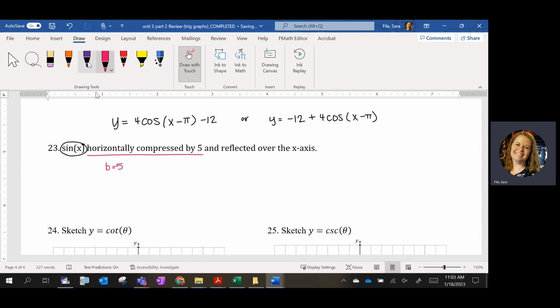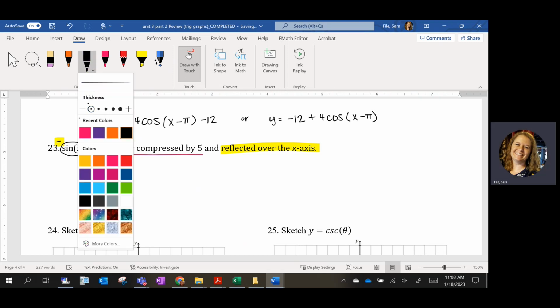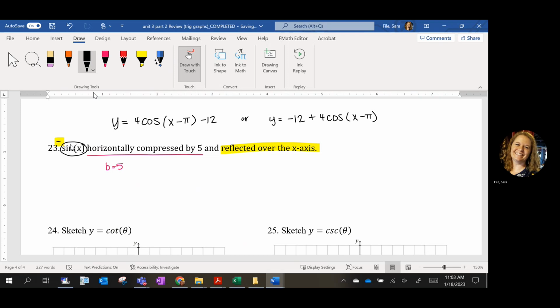Now this one is reflected over the x-axis. So that means that my sine is going to get a negative in front of it. And we're going to flip the graph. So that's the only change is the B. So A is an understood 1, which I don't have to write. I'll just write negative sine. B is the 5. And then there's no horizontal or vertical shift. So I don't have to have plus or minus anything in parentheses or out of parentheses. So that's as far as I take it.